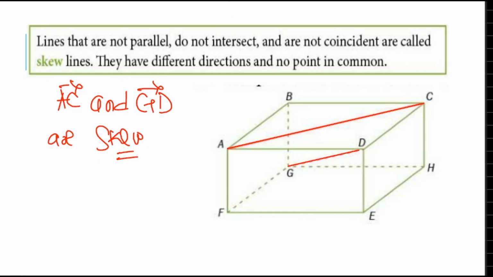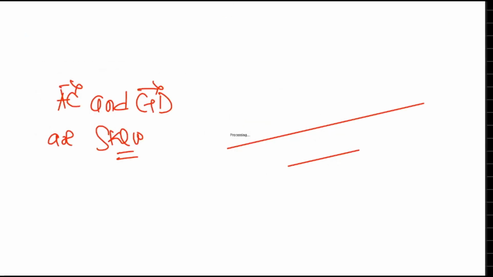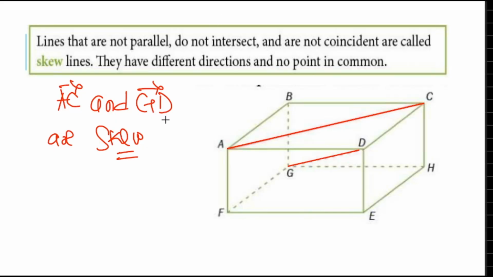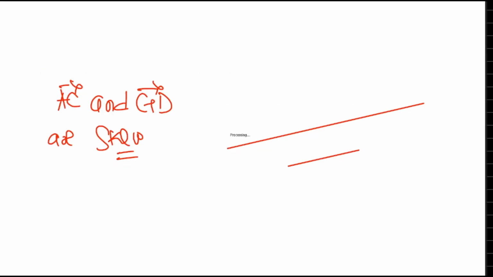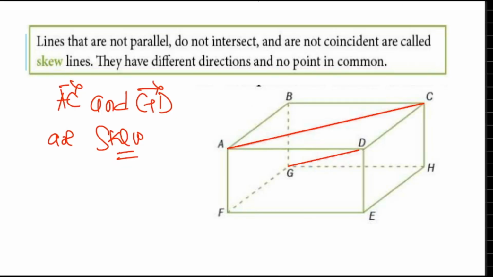Those are the kind of lines that are called skew. Of course, they have different directions and no point in common. They are not on the same plane. They do not fall on the same axis, and so on and so forth. So here, let's look at some problems involving this kind of situation, and let's see how we can solve them. Basically, let's look at some of these questions first.